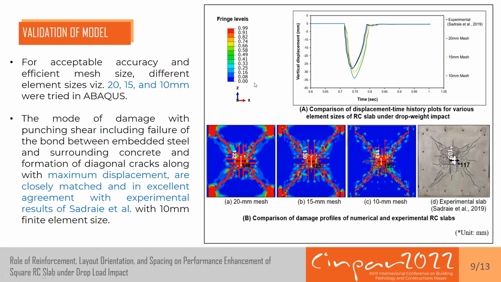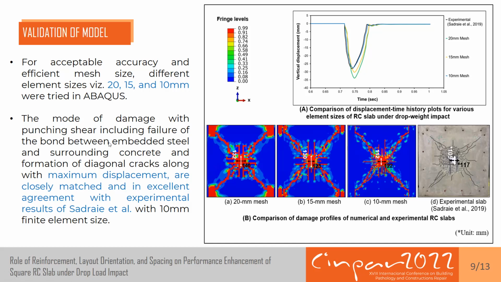So this is the validation of my numerical model. For acceptable accuracy, finite element sizes of 20, 15, and 10 mm are considered in the Abaqus software, and you can see that from this figure. Basically, we have taken two parameters: one is the displacement time plot, another one is the damage profile, to highlight the validation of the model.